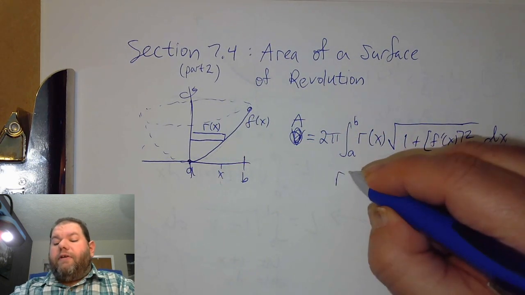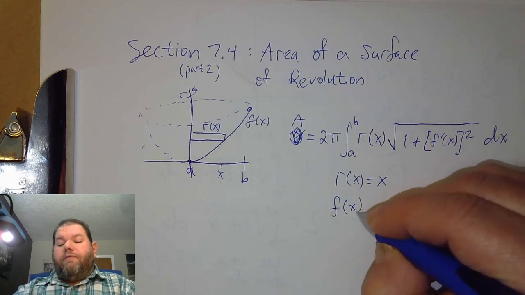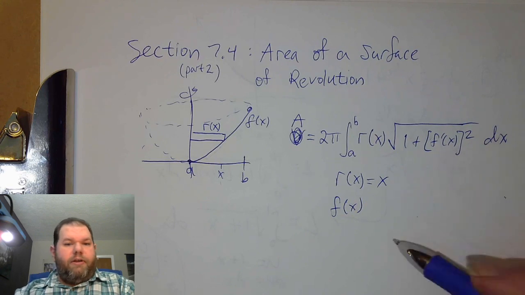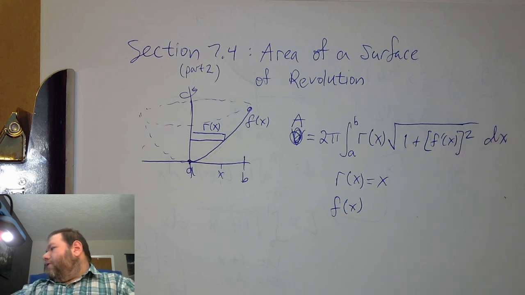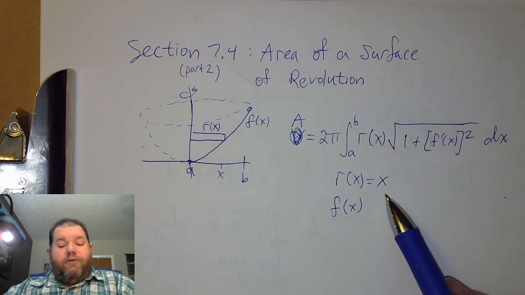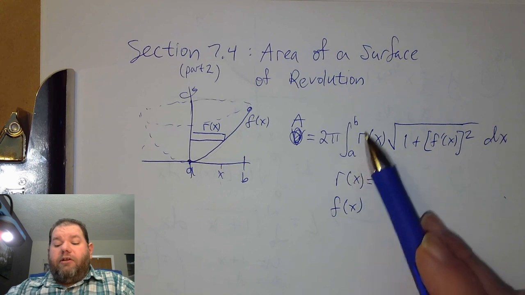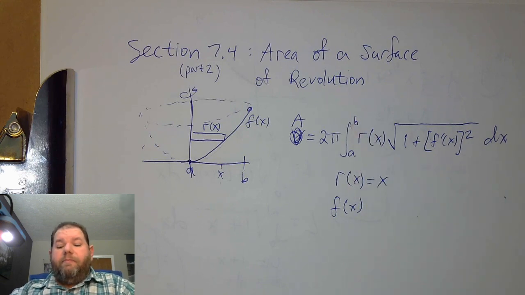Okay, so r of x is equal to x. F of x is whatever it is, and then we'll take its derivative and plug it into this function. And from there, we'll just solve the problem. If we're going around the y-axis, then r of x is always just going to be x, and then we use our function here, and then we apply our limits as well. So that's our formula for the area of revolution.